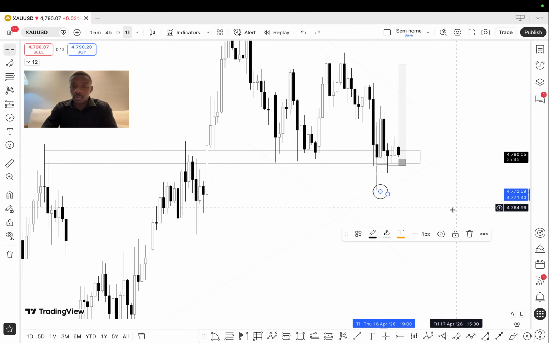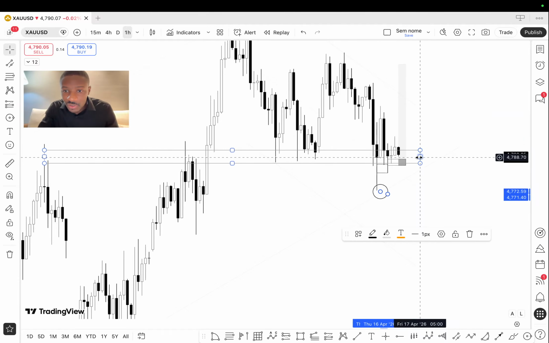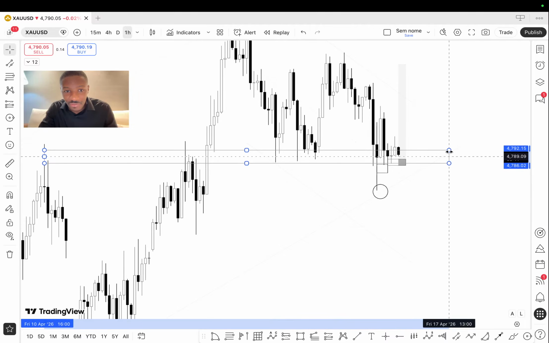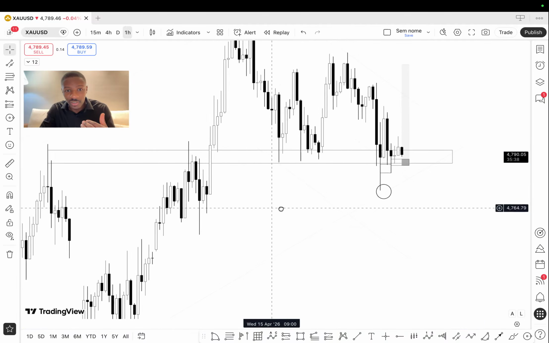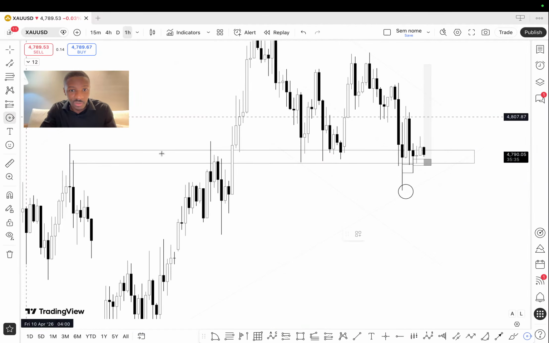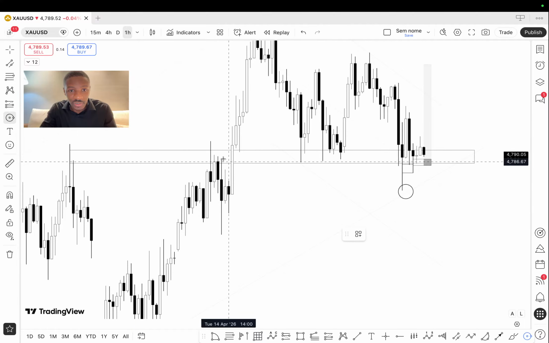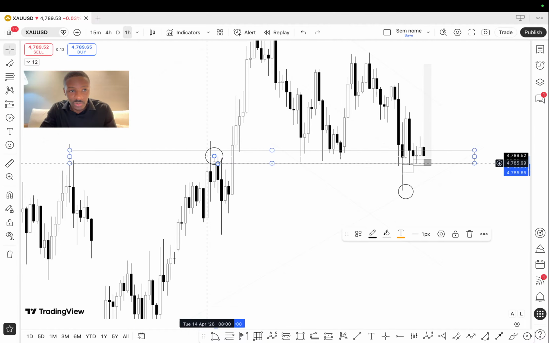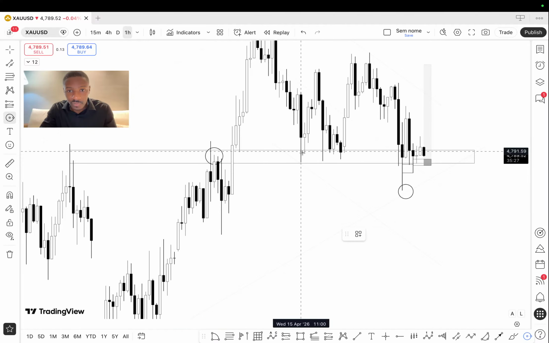Okay, so this level is really important because this is a higher time frame zone where price has currently just rested upon, and you can see this by looking at how many times price touched the zones. Okay, this is zone number 1, this is zone number 2, this is zone number 3.